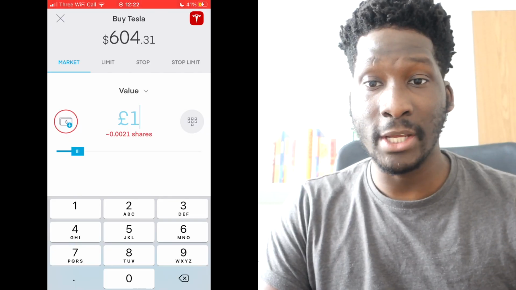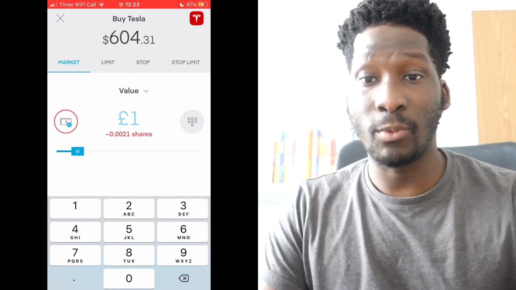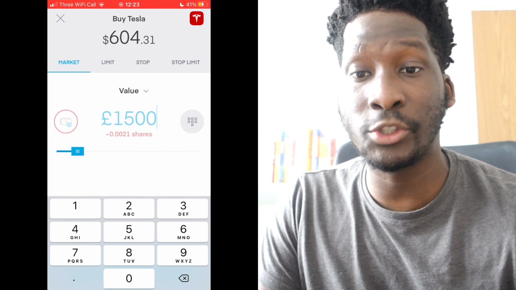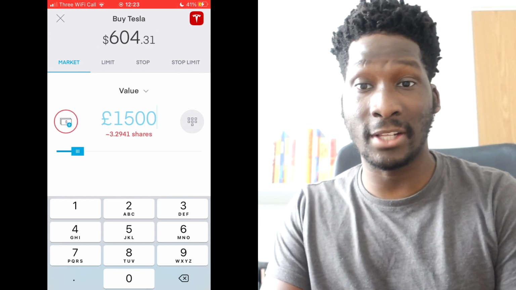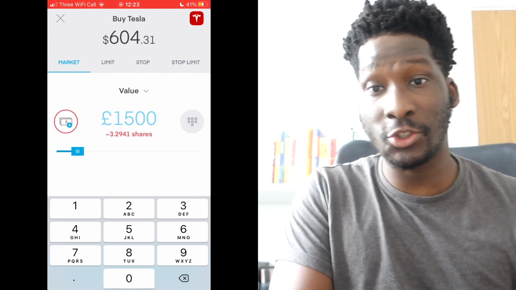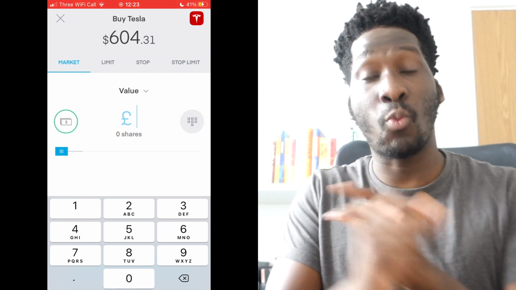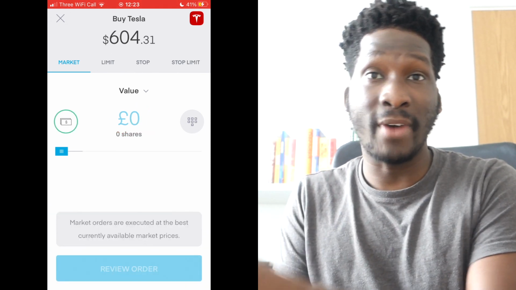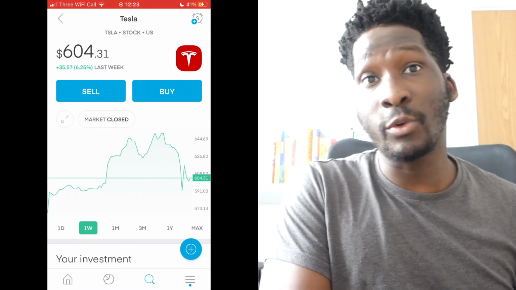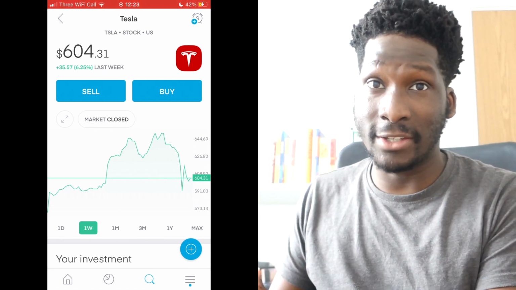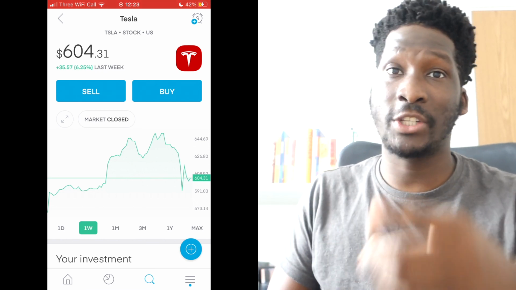So let's move on. Alternatively, if you had 1,500, as you can see on the screen, it will allow you to get 3.29 shares in Tesla. Bear in mind, do the maths, it costs $600 to buy one share. So if I had 1,500, I would be able to get 3 shares, because remember, I'm being charged in pounds.